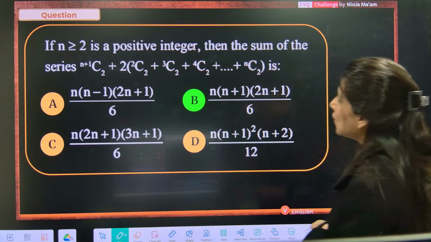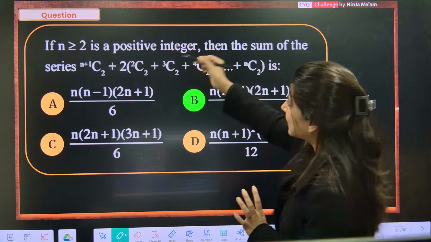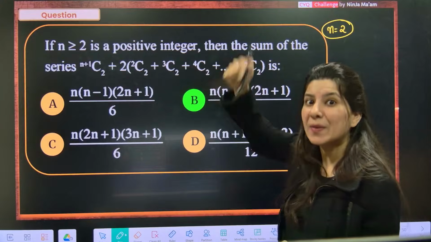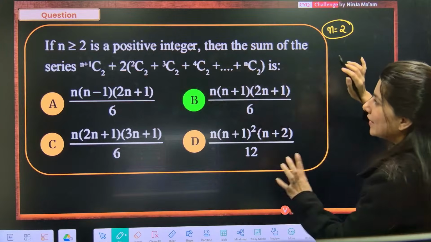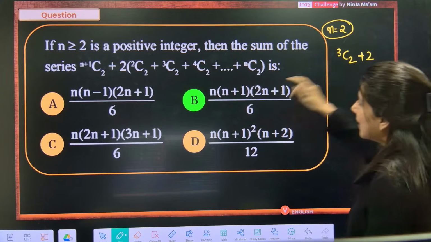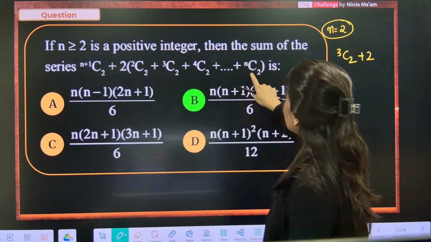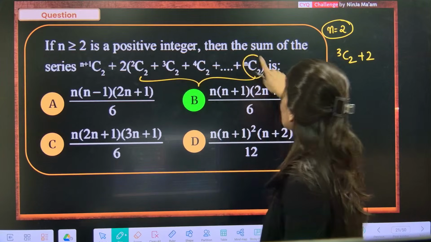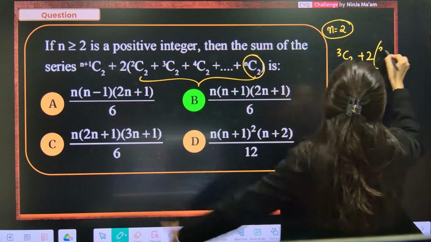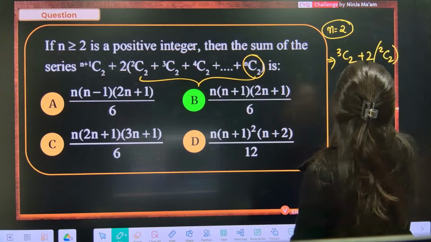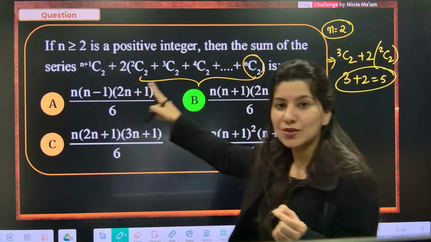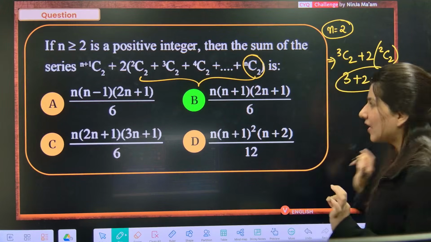All you have to do is hit and trial as per the options. Okay. So put n equals 2, because they are saying n is greater than or equal to 2, and calculate the answer for a specific n. So if n is 2, clearly this is going to be 2 plus 1, so 3C2, plus 2. And if n is 2, then the summation goes up to just 2C2 only. There will be just one term in the summation, 2C2. Your answer will be 3 plus 2, which is 5. The moment n is 2, this whole expression becomes 5.